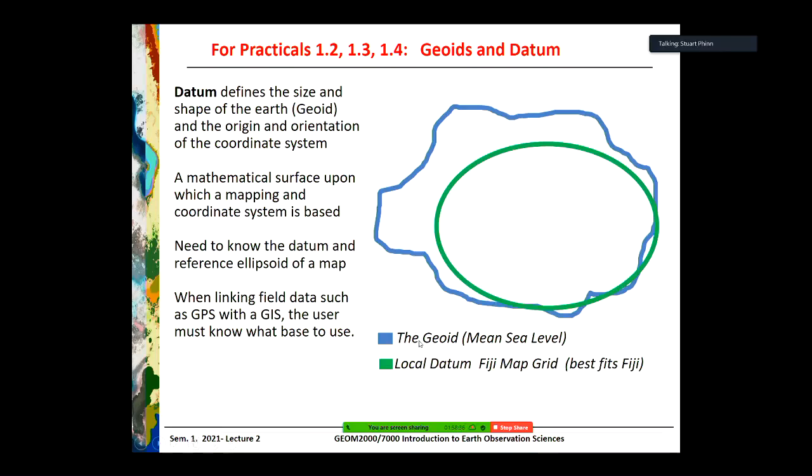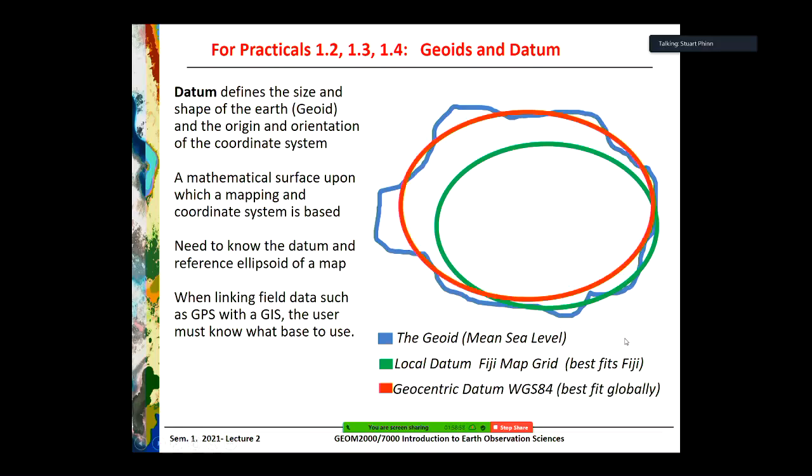Sometimes datums are locally defined, like if you're working in Fiji, they have a datum that best fits where the ocean surface and the land line up. Australia has its own datum, which it actually works with as well. If you used an Australian datum in Fiji, that's going to cause some problems with your coordinates and overlaying spatial data sets as well.